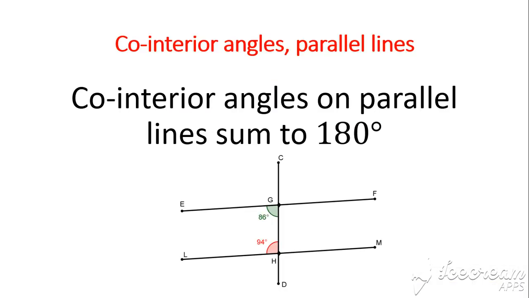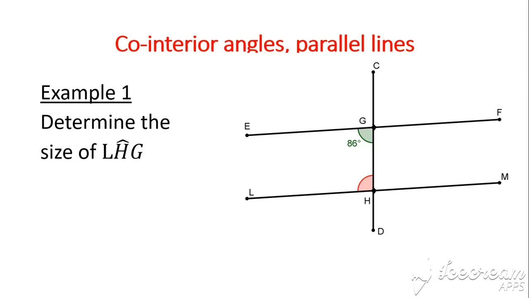Right, pop back into PowerPoint. Let's just do a quick example. Example number 1, we're going to determine the size of angle LHG, which is this red angle tucked in here. It's not 86, I'll give you that much clue. It's not the same as 86, but they are co-interior angles, and we know co-interior angles on parallel lines add up to 180. So we just need to say that angle LHG is equal to 94.